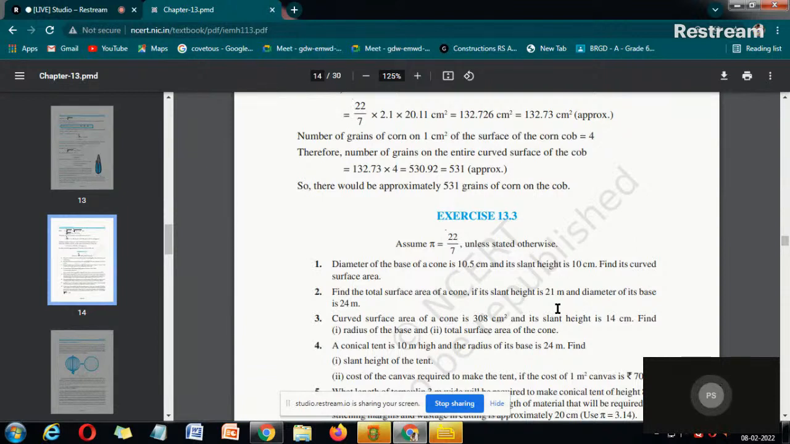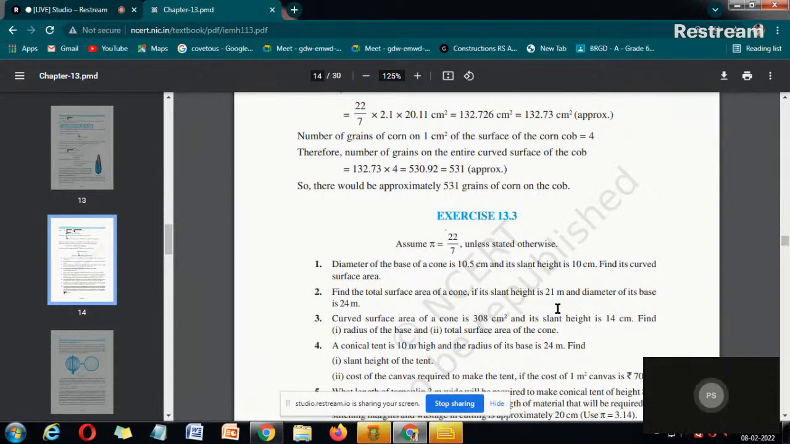Let's check the answer. How much is it, right? Yes, it is right. 1244.57 meter square is the right answer. I got that one only. Okay, you can approximately write 1244.60 meter square approx, and you can mention it as approx.